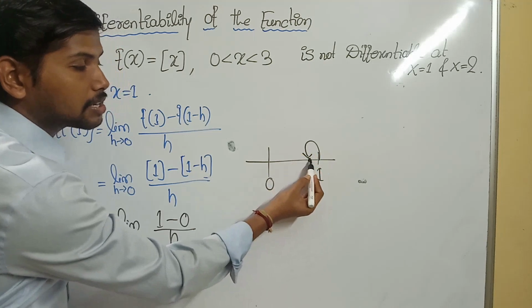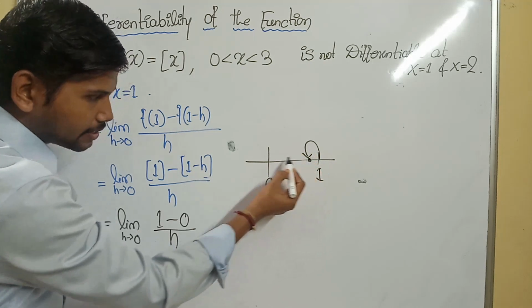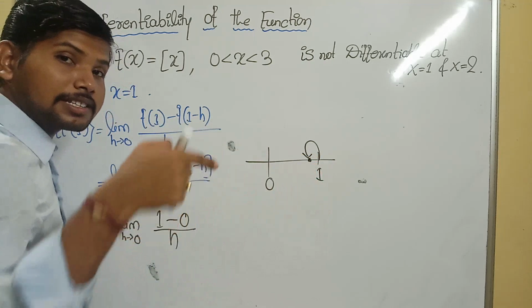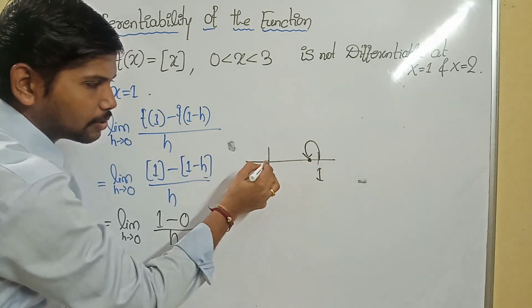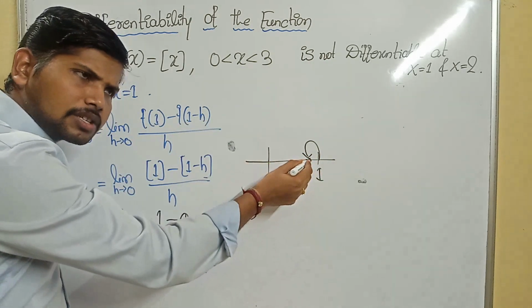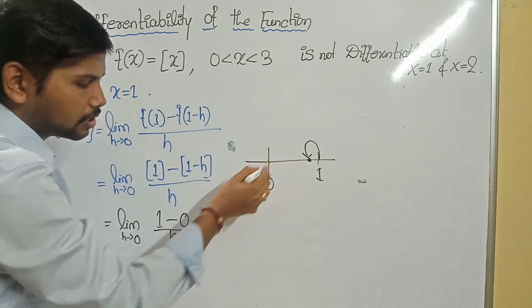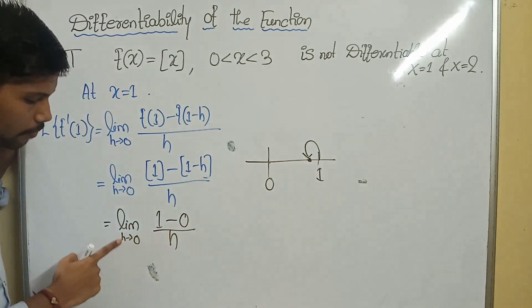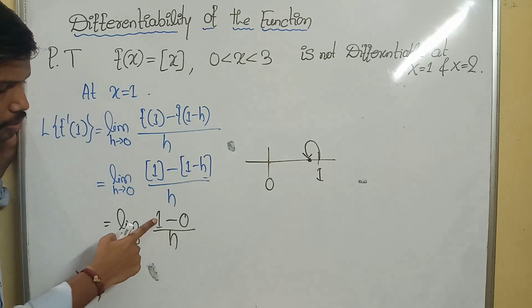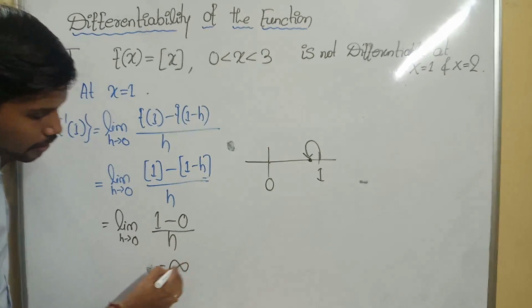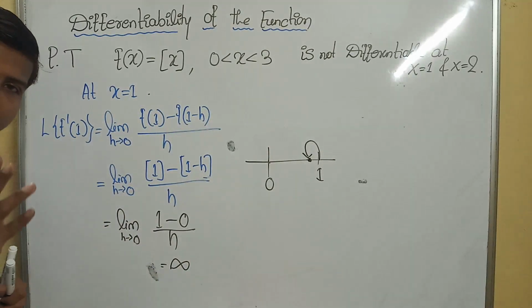What is the greatest integer function for this particular point? Greatest integer means either less than or equal to. The greatest integer less than 1 minus h is 0. Is 1 minus h an integer? No. Its left integer is 0. That's why we write 0 here. Substituting the value h equal to 0, 1 by 0 will be indeterminate. Getting my point clearly? Okay.